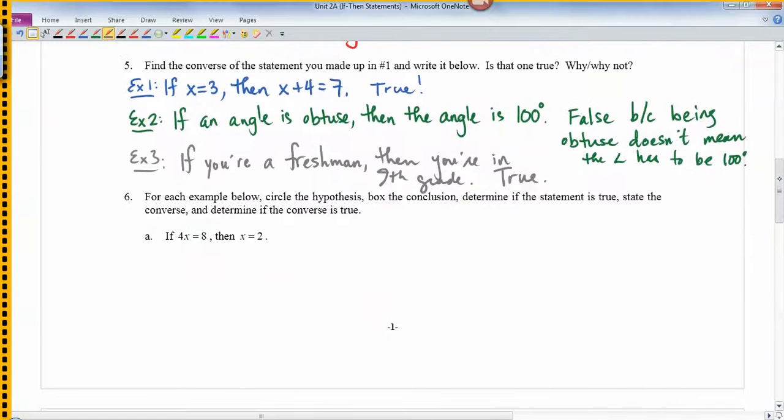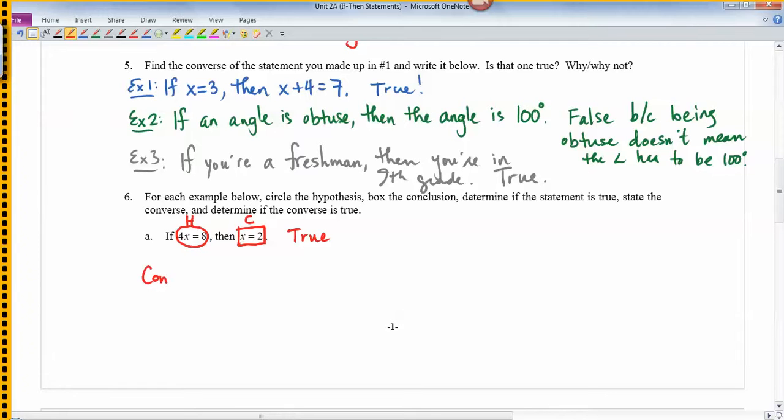All right, so number 6: circle the hypothesis, box the conclusion, determine if it's true, state the converse, determine if the converse is true. All right, so let's see. Circle the hypothesis. Well, the part right after the if is the hypothesis, so I'm just going to put an H there. Box the conclusion. Right after the then, that's the conclusion. Is it true? Well, if 4x is 8, then yeah, x has to be 2. So this is true.